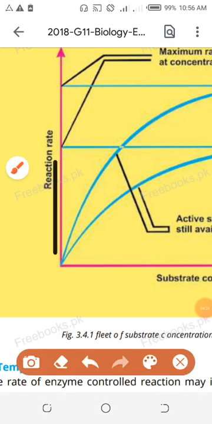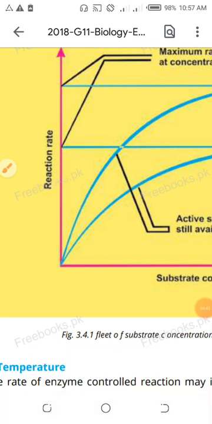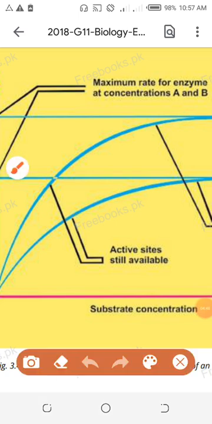So, substrate concentration less, reaction rate less; substrate concentration more, reaction rate more. This is very good. This is a straightforward, directly proportional relationship. No worry, no tilted information, straightforward information. You agree, I agree, no issue. We'll go to the next part of the graph. Substrate concentration, you are going to increase once again.